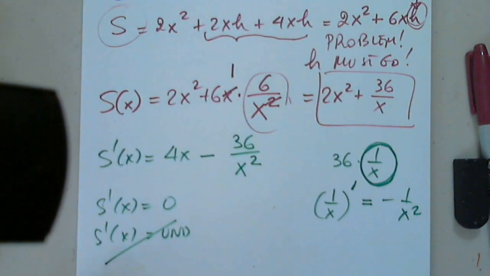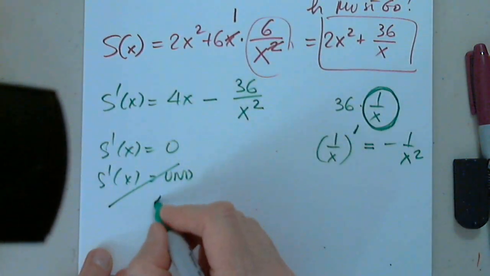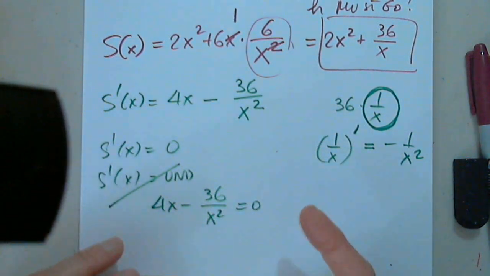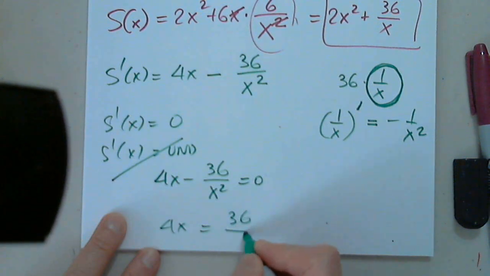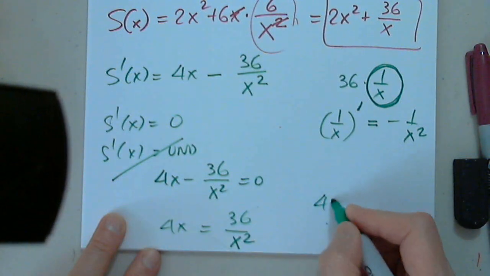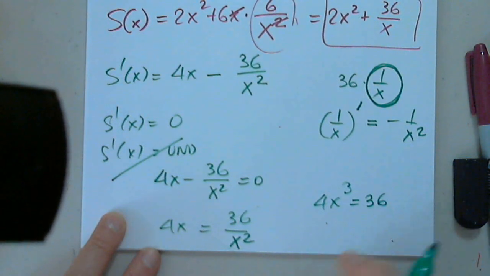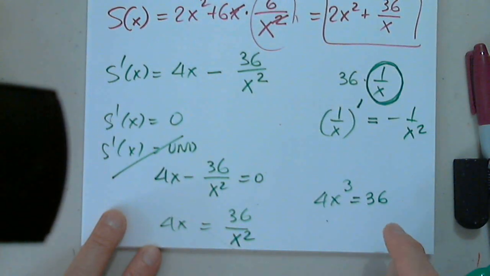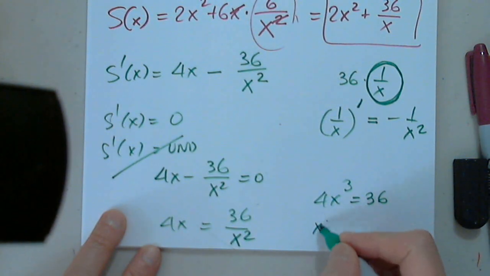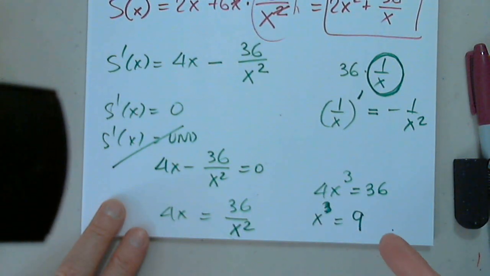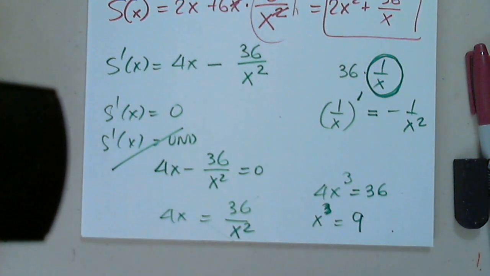So that's not possible. Okay, so if we set it equal to 0, then we have 4x minus 36 over x squared equals 0. I move one term to the other side and then cross multiply. I get 4x to the third equals 36. Good. So I'll simplify dividing both sides by 4, and I get that x cubed equals 9. And now, what do I need to do to find x? What should I do to both sides to find x?